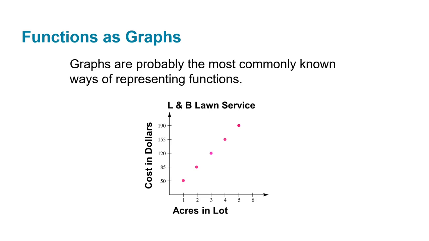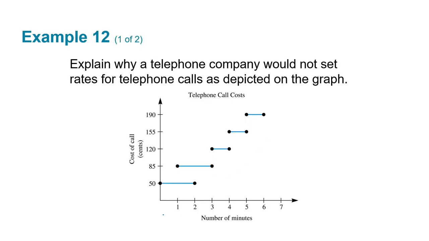Graphs are probably the most commonly known way of representing functions. Here we have the graph for the L&B lawn service. And so you can see each of the ordered pairs is mapped on the chart. In example 12, explain why a telephone company would not set rates for telephone calls as depicted on the graph. So look at this graph carefully. I want you to figure out why a telephone company would not set the rates based on this graph.